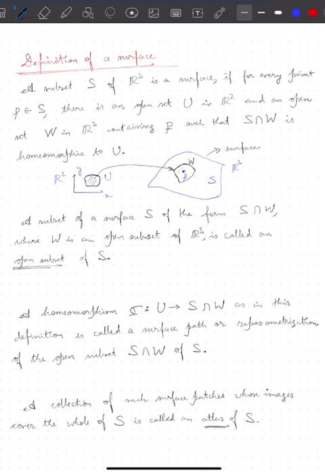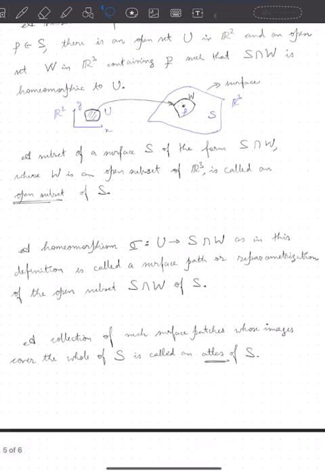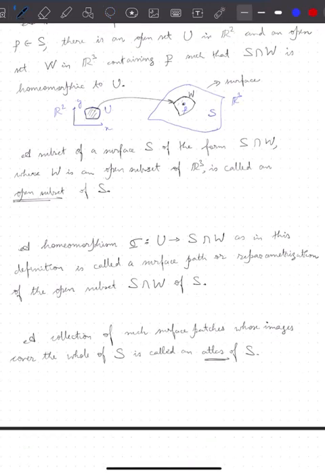Right? Just as we move along, we'll gradually grasp the meaning of this. So that was how we defined the surface, using graphical representations so that it's easy to keep in mind. And then we go to the second part. A subset of surface S of the form S intersection W, where W is an open subset of R3, is called an open subset of S. Right?